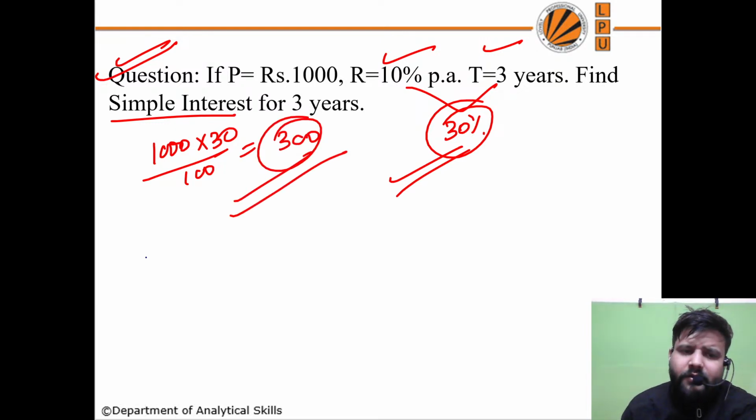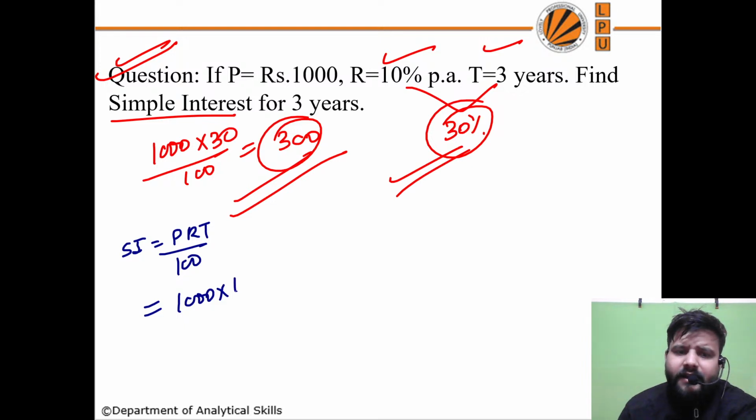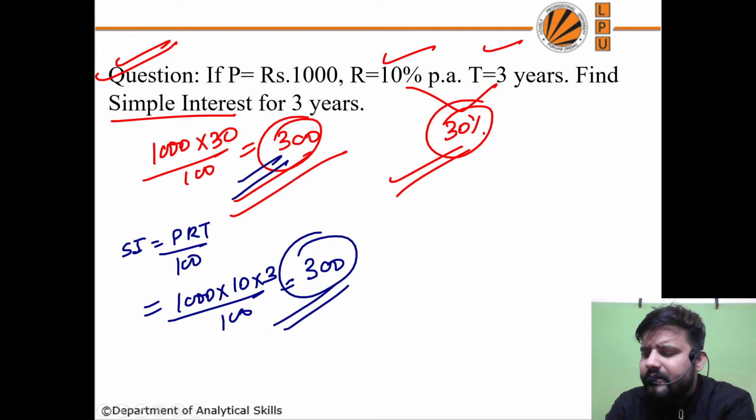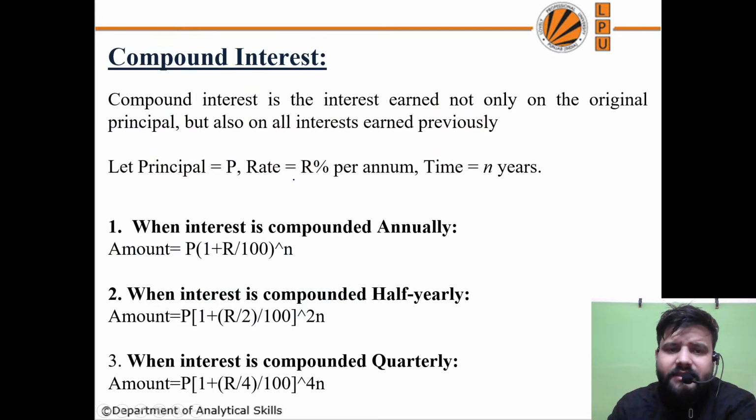And if you want to do it by formula, SI is equal to PRT by 100. So if you put it there, 1000 multiplied by 10, time is 3, divided by 100. So it will also give you 300. Whatever method you use, you can directly do it with percentage as well as with formula. Okay, let's come to the next one. Just answer it.